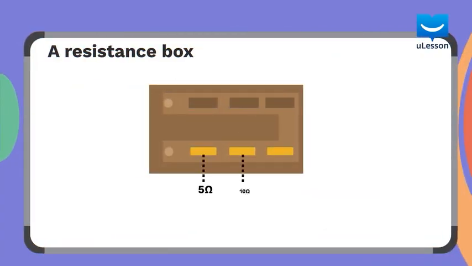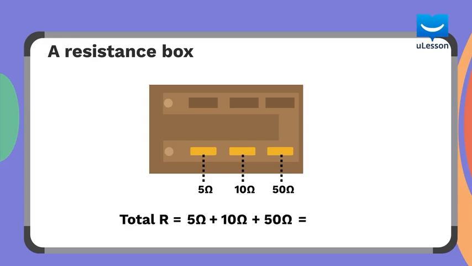Now, given the resistance box on your screen, the resistance supplied to the circuit is equal to 5 plus 10 plus 50 ohms, which is equal to 65 ohms. Now, those are two of the ways you can generate specific variable resistances in the laboratory.